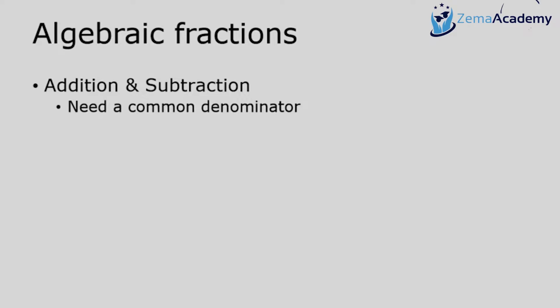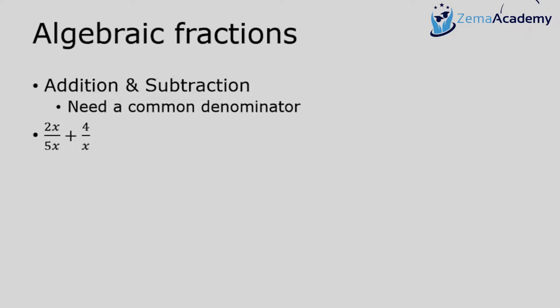Right, addition and subtraction, again, we need a common denominator. So, for example, here I have an expression: 2x over 5x plus 4 over x. Now, I can't do anything with those until they have a common denominator, because the 2x is a description out of 5x, and the 4 is a description out of x.